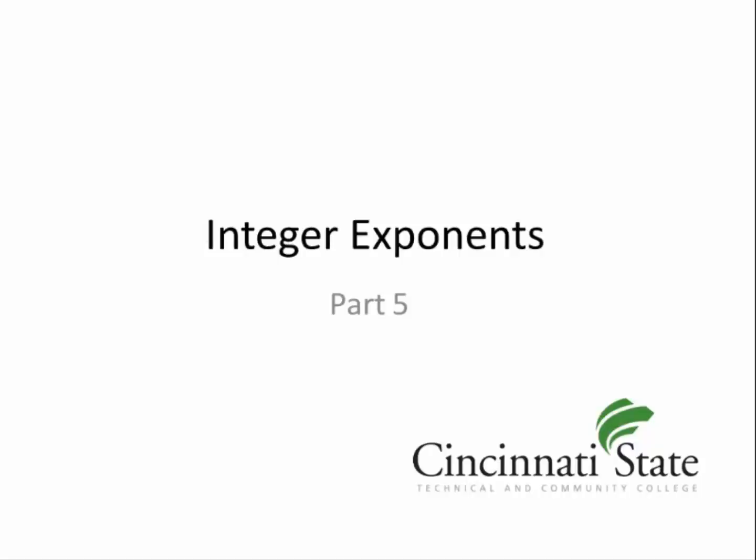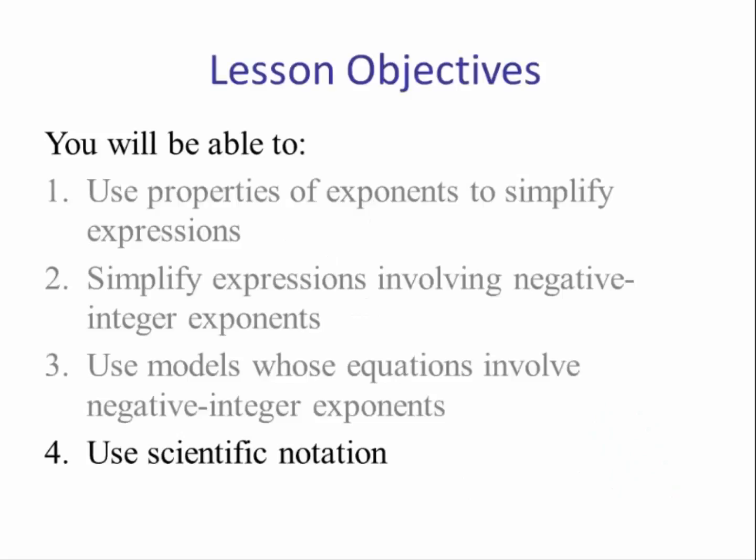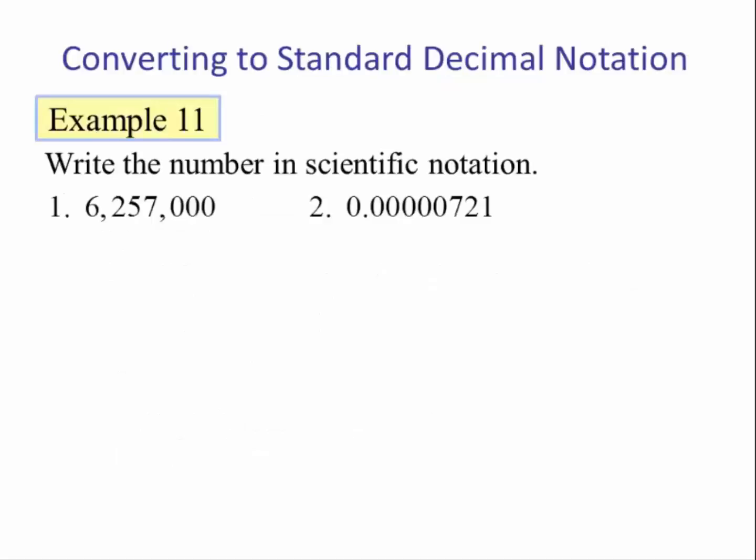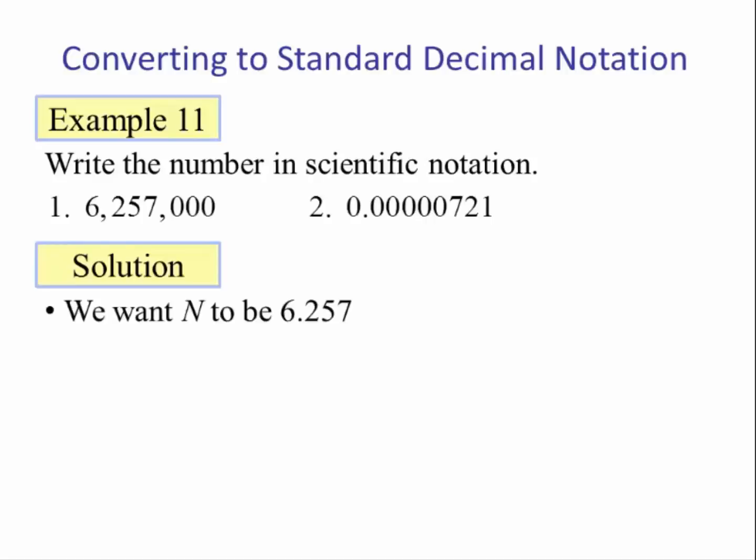Integer exponents part 5. Lesson objective: use scientific notation. Example 11. Write the numbers in scientific notation. Number 1, 6,257,000. Number 2, 0.00000721.